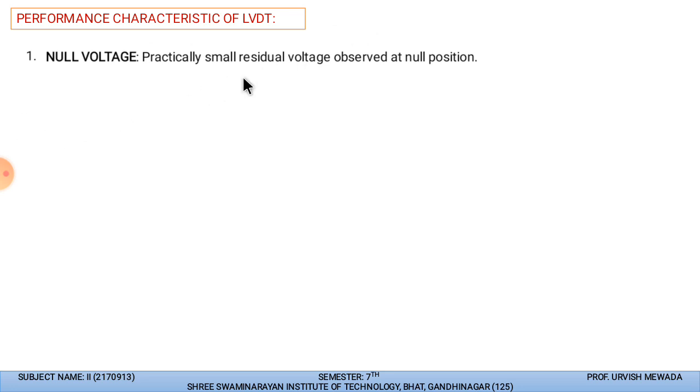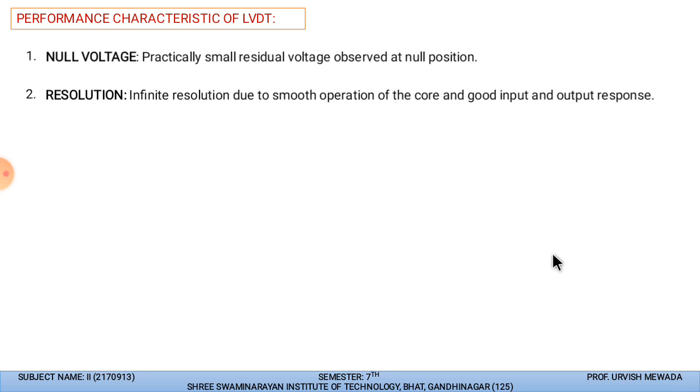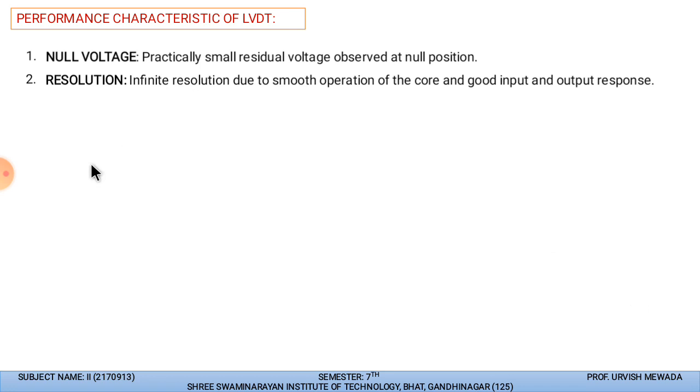The characteristic which we drew is a theoretical characteristic, but when we practically energize the LVDT at the null position, we will have some voltage when we measure the output voltage without movement of the core. So the second is resolution.